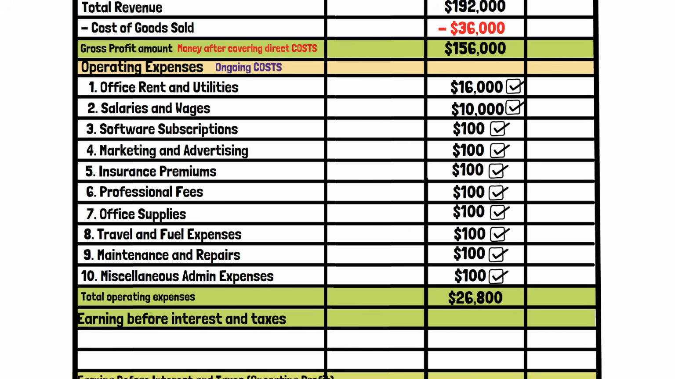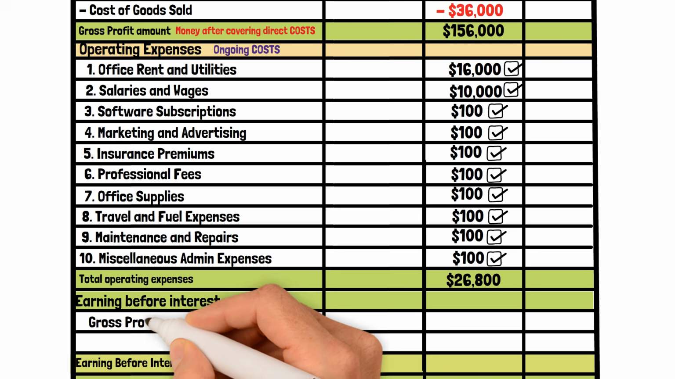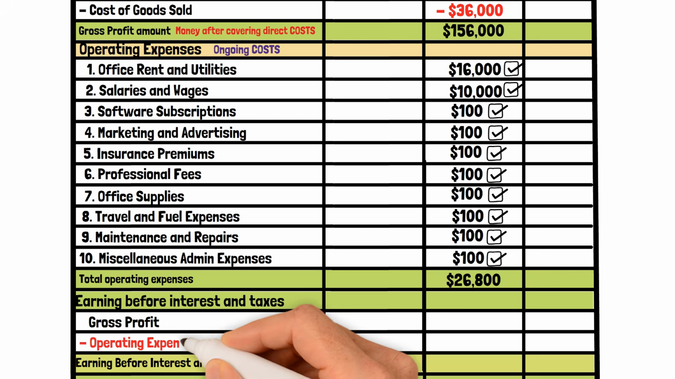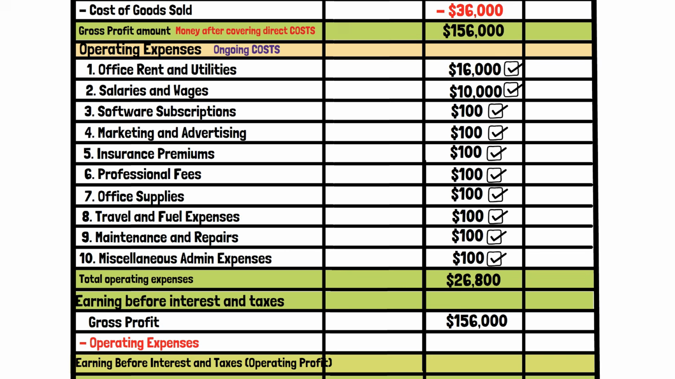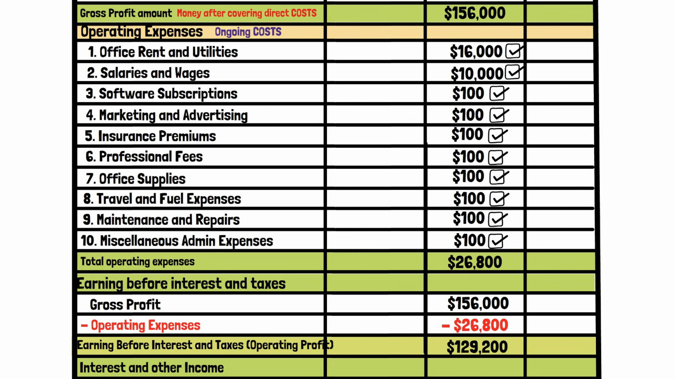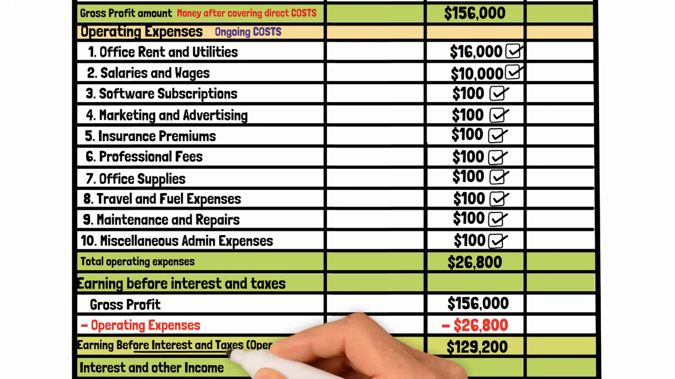Subtracting operating expenses from gross profit gives earnings before interest and taxes. Gross profit of $156,000 minus operating expenses of $26,800 results in earnings before interest and taxes of $129,200. This amount reflects how profitable the core business operations are before considering financing costs and taxes.